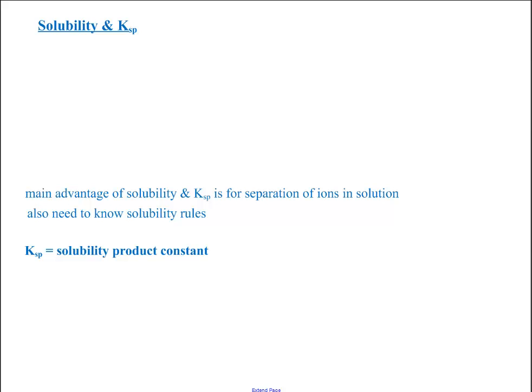The last topic for this chapter is solubility and the KSP, or the solubility product constant. When we're dealing with equilibrium with solubility, we write the equilibrium expression as a solid dissociating. For example, if we have silver chloride, which is a solid, the equilibrium would be the solid as a reactant and the ions in solution as products.